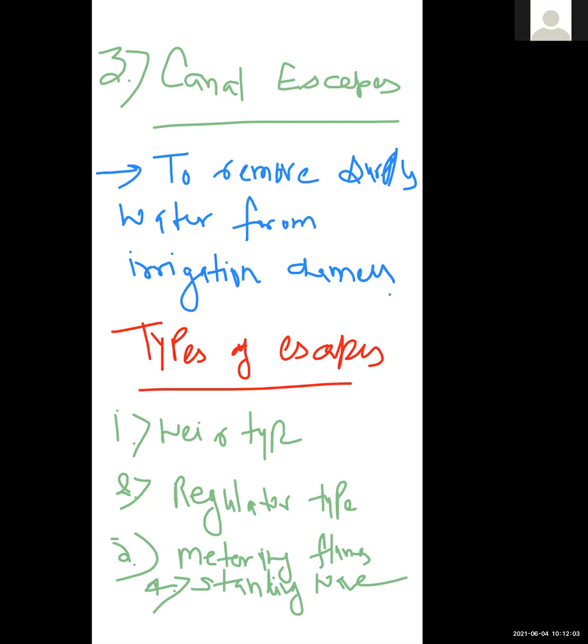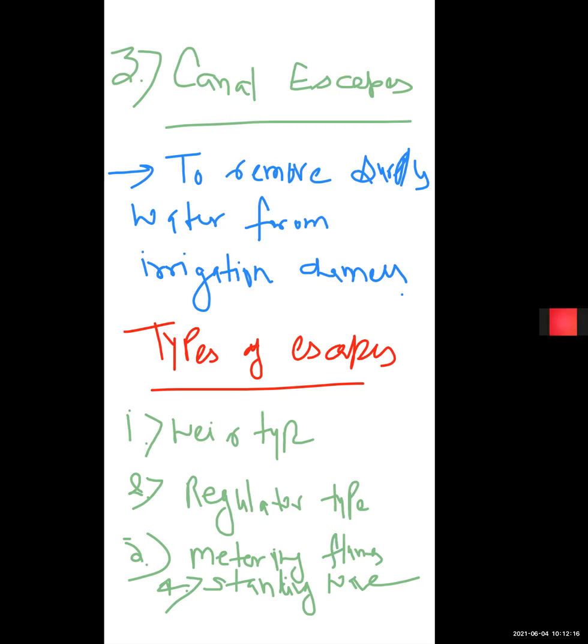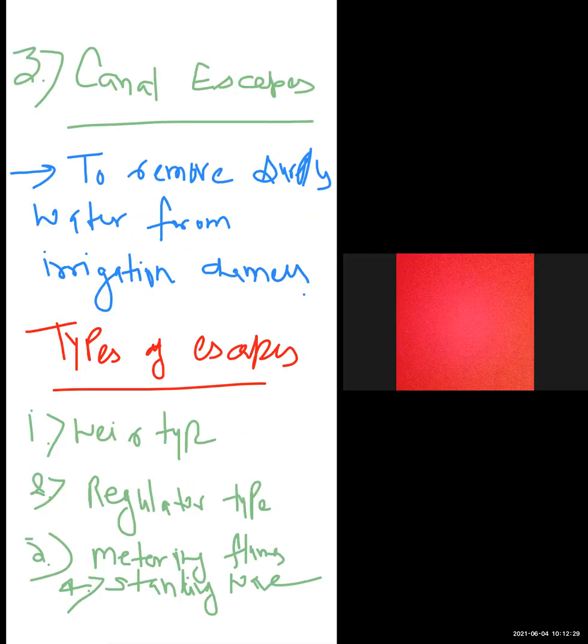So let's see the first one, the weir type escape. See the line diagram of the weir type escape.